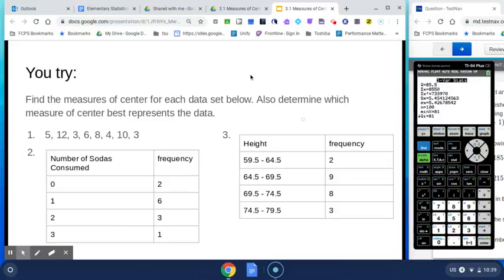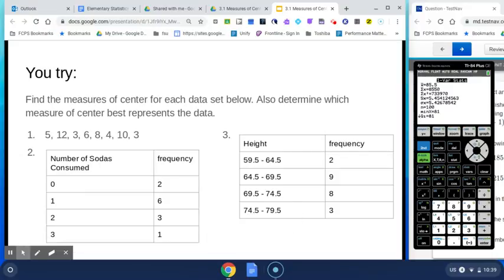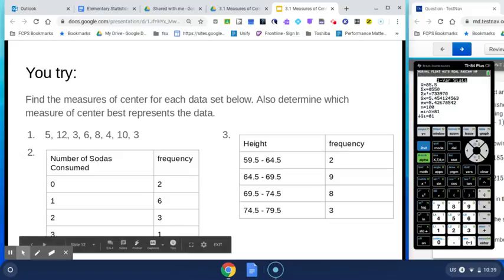All right, this next slide is just a U-try. So take a moment, take a look at these three data sets. We have just a list of data for number 1. We have an ungrouped frequency distribution for number 2. And for number 3, we have a grouped frequency distribution. Find those measures of center, pause the video here, and then unpause, and I'll review the answers in just a moment.